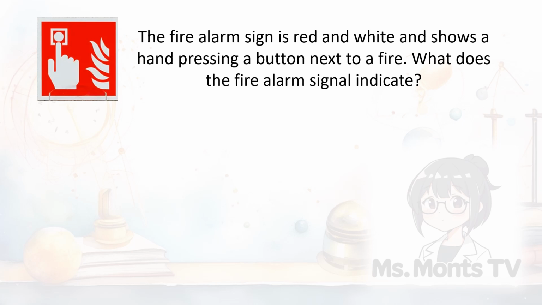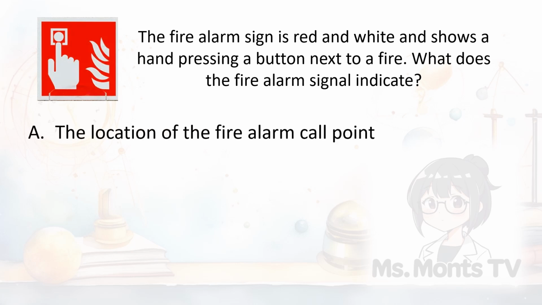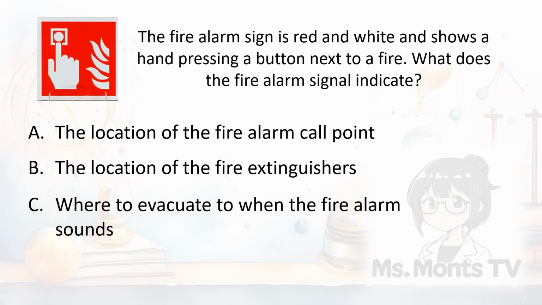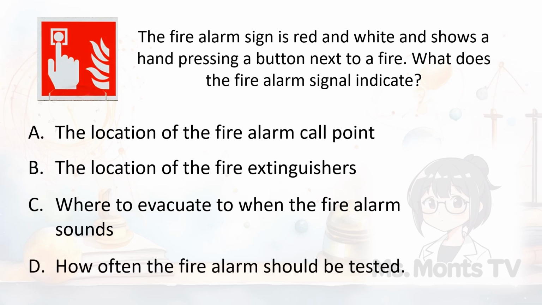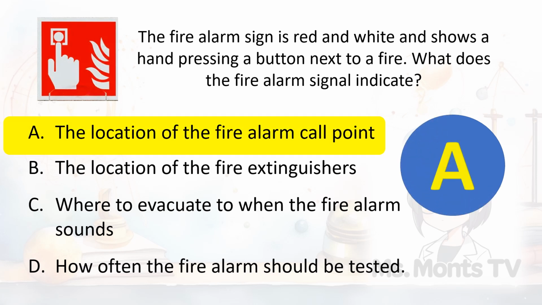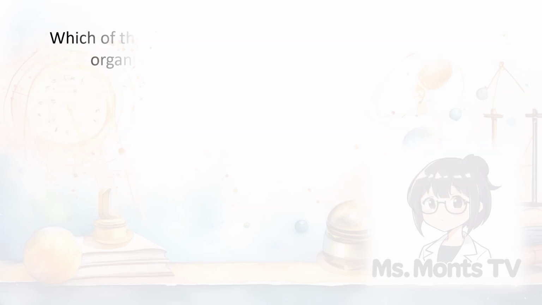The fire alarm sign is red and white and shows a hand pressing a button next to fire. What does the fire alarm signal indicate? A. The location of the fire alarm point. B. The location of the fire extinguisher. C. Where to evacuate to when the fire alarm sounds. Or D. How often the fire alarm should be tested. Letter A. The location of the fire alarm point.